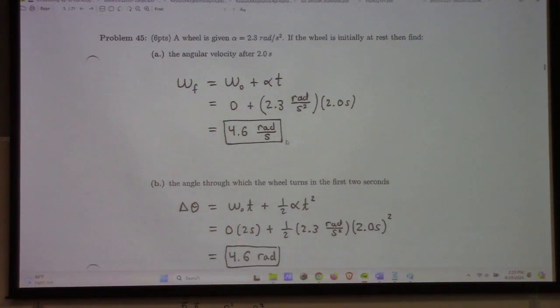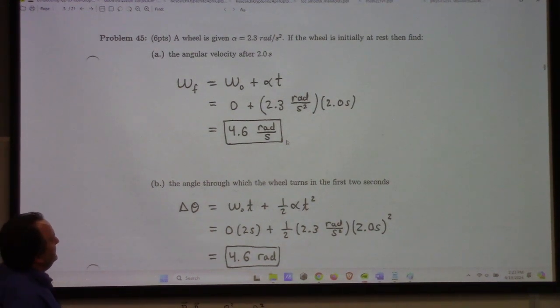So this one's stupidly easy compared to some other problems in this homework. So here we have constant angular acceleration. How embarrassing that I've asked you a question about this, right?